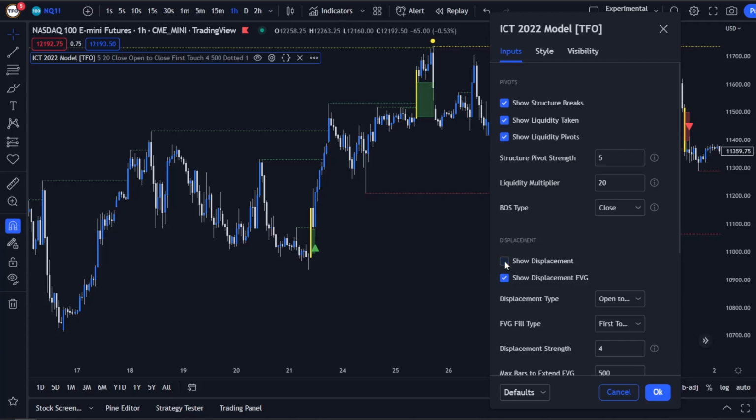If we turn that off, you won't see that bar coloring anymore, but the fair value gap still stays on the chart. And you could do the same thing. You could toggle whether these FVGs show, but if you turn these off, then you won't see when price reacts to them.